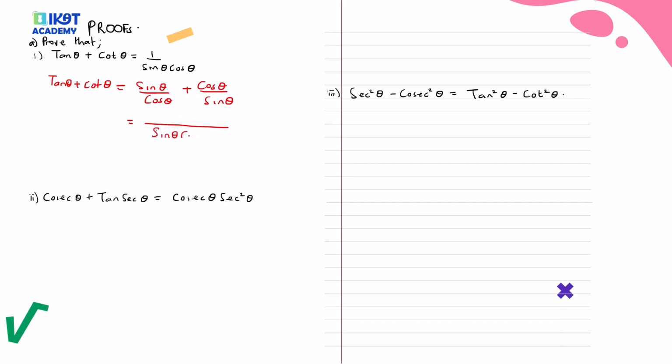This will be sine theta cos theta. So now we can say sine theta cos theta divided by cos theta, what do we get? We get sine theta. We multiply by this, we get sine squared theta, plus here sine theta cos theta divided by sine theta, we get cos theta times cos theta, we get cos squared theta. But remember, from the Pythagorean identity derived from the Pythagoras theorem, this is 1. So meaning we have 1 out of sine theta cos theta. So we've already proved this identity.